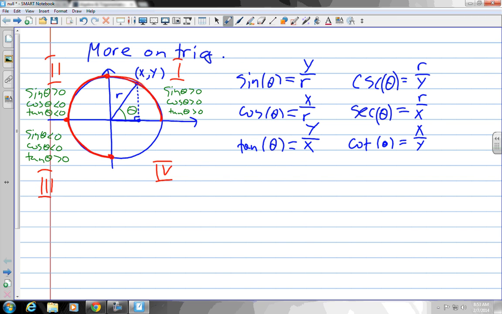And moving on to the fourth quadrant. How about the fourth quadrant? Y values are negative, x values are positive. Do you agree with that? Any point in the fourth quadrant will have positive x, negative y. Right? So if y is negative, then sine is negative. X is positive, so cosine is positive. And tangent is negative.